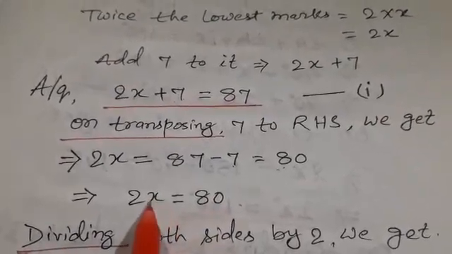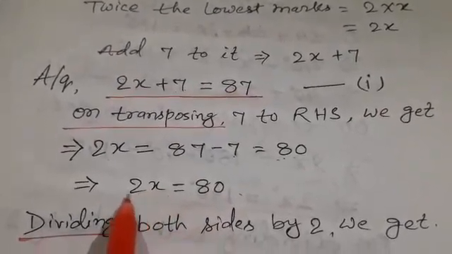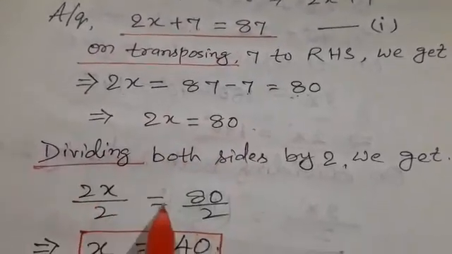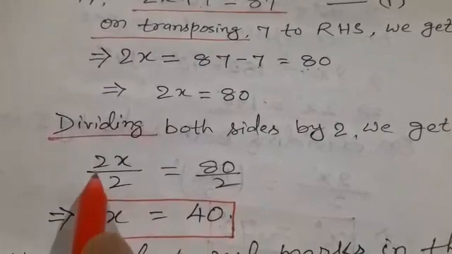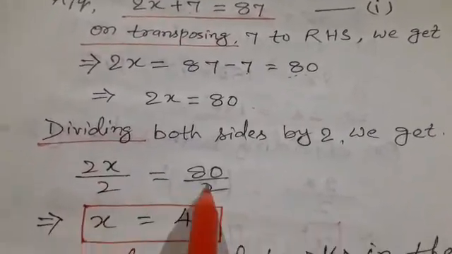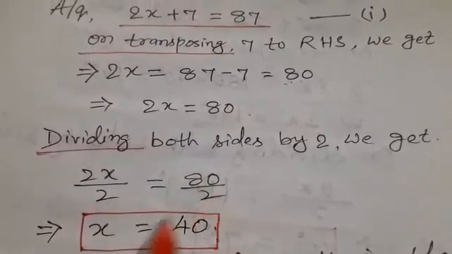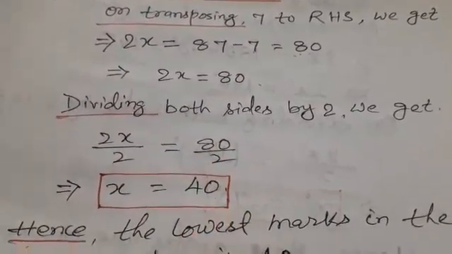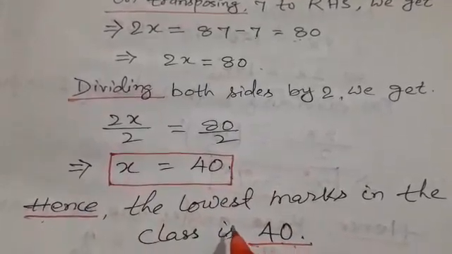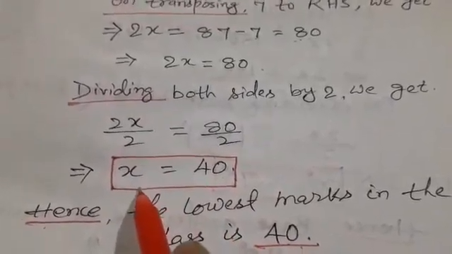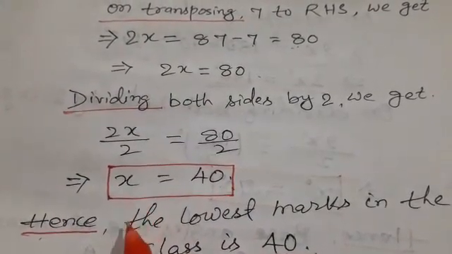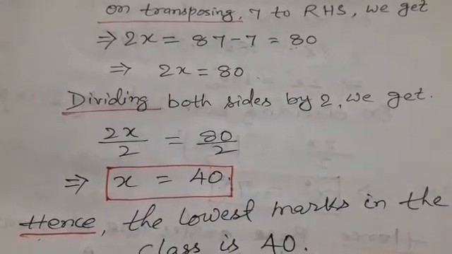Now we need to separate this variable. We divide both sides by 2. Then we find 2x by 2 equal to 80 by 2. 2 and 2 cancel, it becomes 1. 1x, that means x is equal to 40, since 2 forties are 80. Hence the lowest marks in the class is 40, because we take x as the variable and take it as the lowest mark.